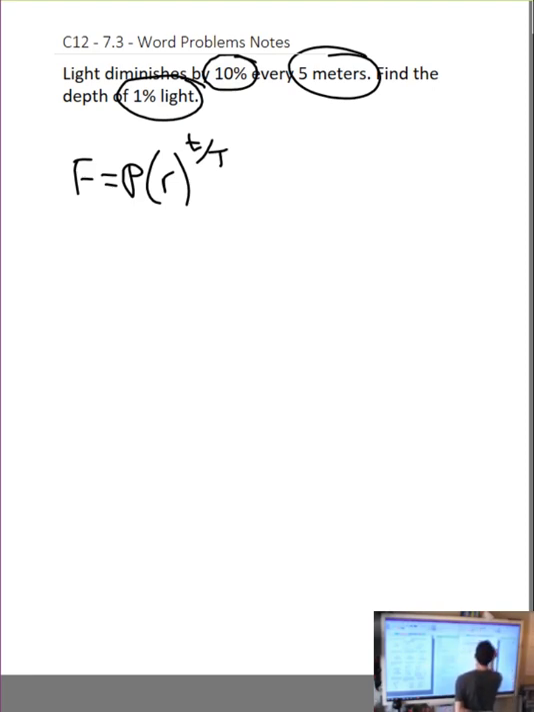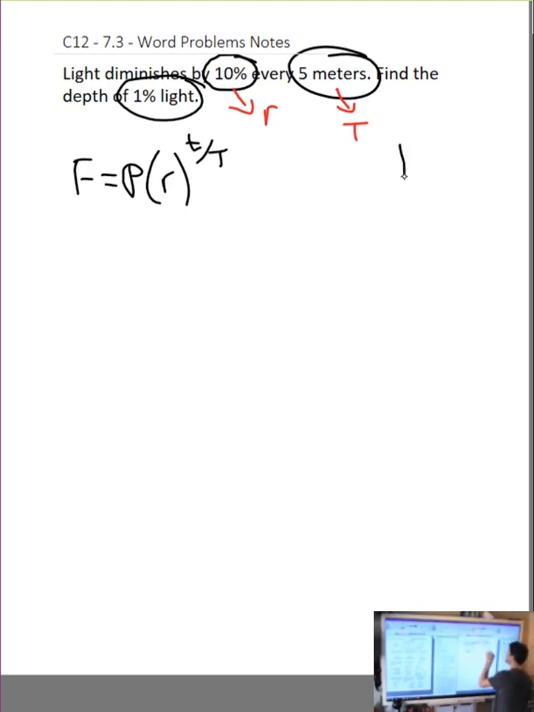So light diminishes. Now light diminishes by 10%. 10% will be the rate. Well, that will contribute to the rate. So that will contribute to R. Now, 5 meters, that is how long it takes for the rate to occur, or the amount. Now, find the depth of 1% of light.